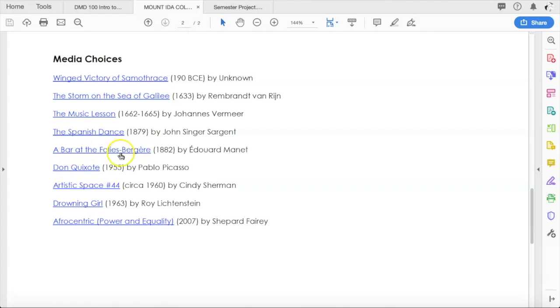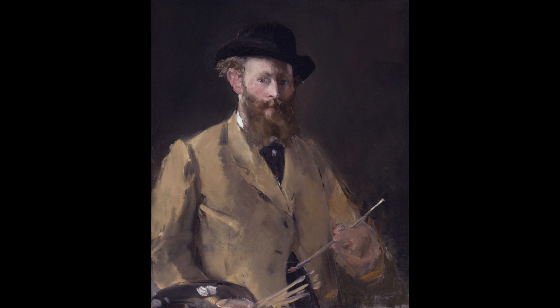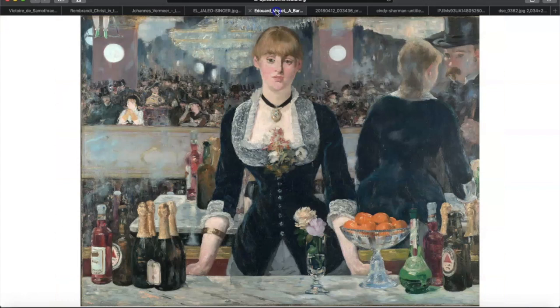Next, we have A Bar at the Folies Bergère from 1882 by Edouard Manet. Manet, not to be confused with Monet, but Manet was also an impressionistic painter, French. And so you can see here that this is an actual bar. Folies Bergère is a name of a hotel in France. And this here is the barmaiden, as it were, and she is about to serve this character here, who is reflected in a mirror behind her. Plus, of course, you can see the scene of what's going on.